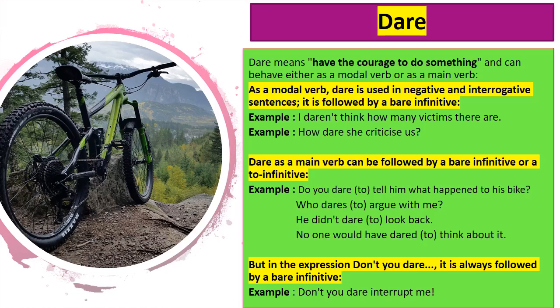Dare as a main verb can be followed by a bare infinitive or a to infinitive. For example, do you dare tell him what happened to his wife? Or do you dare to tell him what happened to his bike? Who dares argue with me? Or who dares to argue with me? He didn't dare to look back. No one would have dared to think about it.